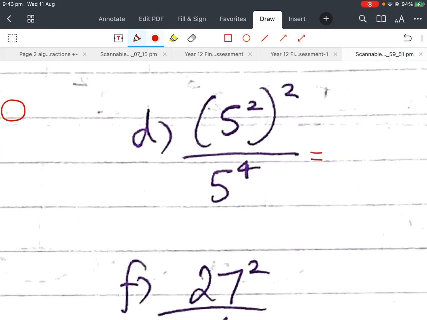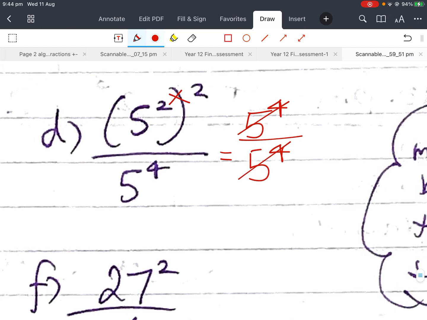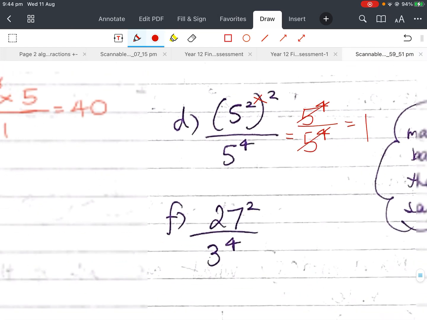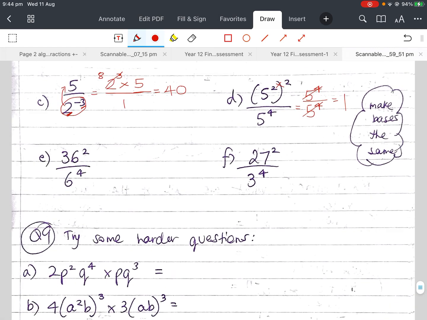Alright, what does brackets mean again? Brackets means multiply. So 5, 2 times 2 is 5 to the power of 4. 5 to the power of 4 on the bottom. What's the rule when we have the same thing on the top that's also on the bottom? Same thing on the top, so if it was just 2 over 2, you'd say the answer was? Hopefully you said 1. If it's just x over x, the answer is 1. So 5 to the power of 4 over 5 to the power of 4 is just 1. Beautiful.